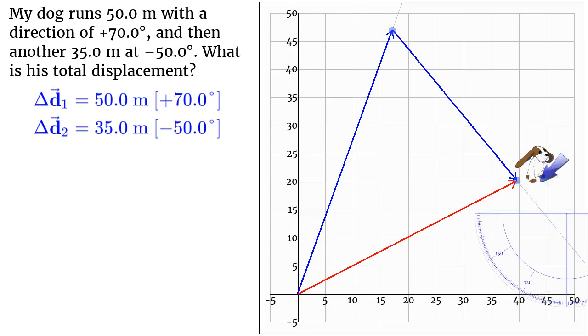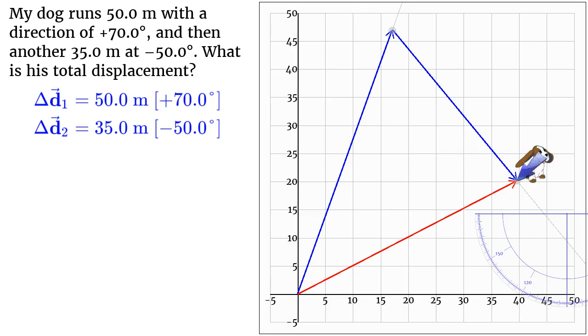Now you should be able to see from the diagram that if I were to measure the magnitude of the displacement, the length of that red arrow, it's going to be quite a bit less than 85 meters. Because the dog followed an indirect path, the distance that he traveled is going to be quite a bit bigger than the magnitude of his overall displacement.